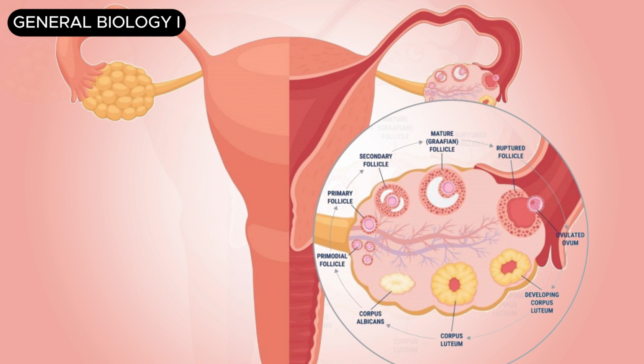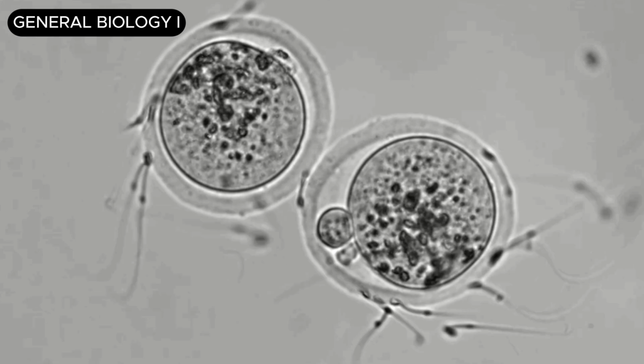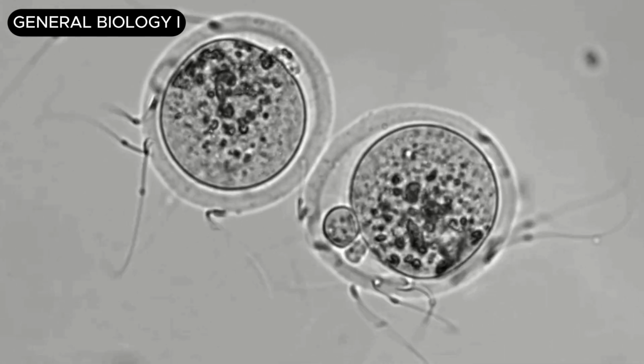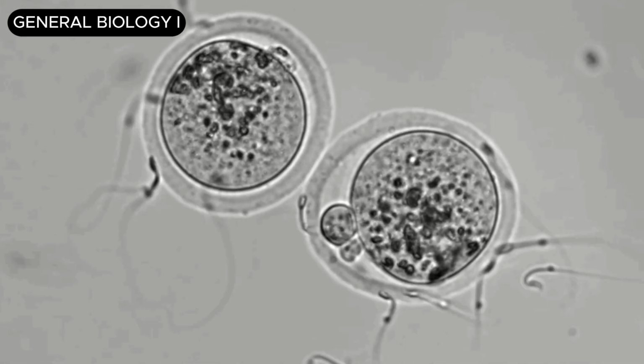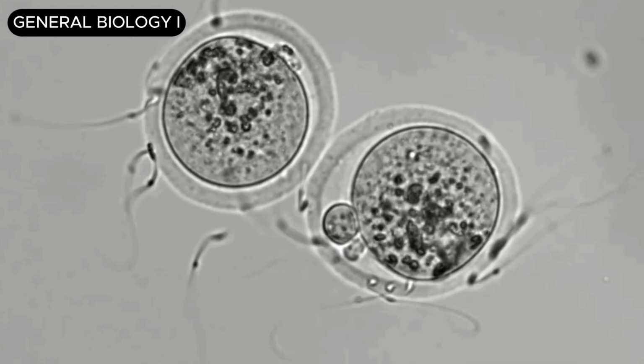Today, we'll explore these key phases, from the formation of oocytes to their eventual fate, whether fertilized or unfertilized, and how the gradual loss of oocytes through atresia leads to menopause.